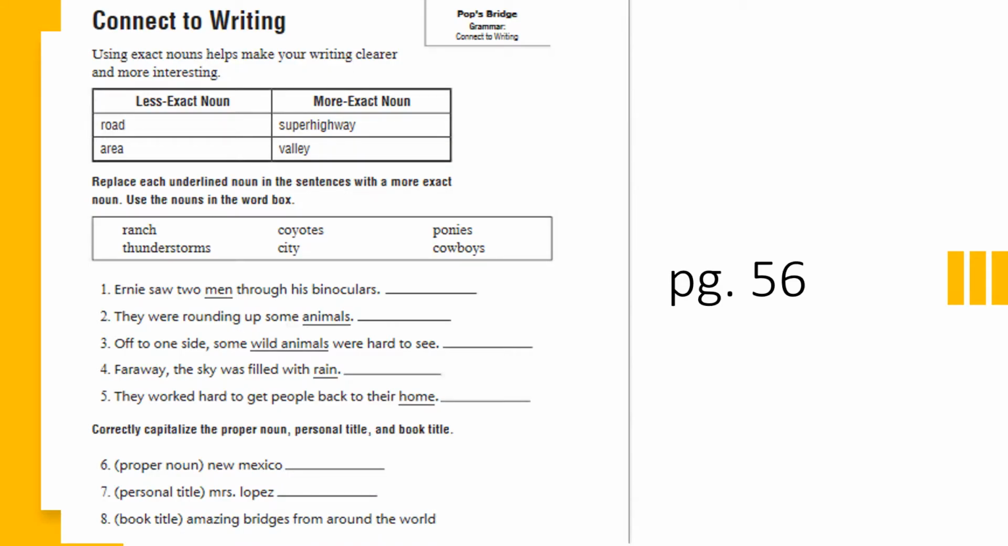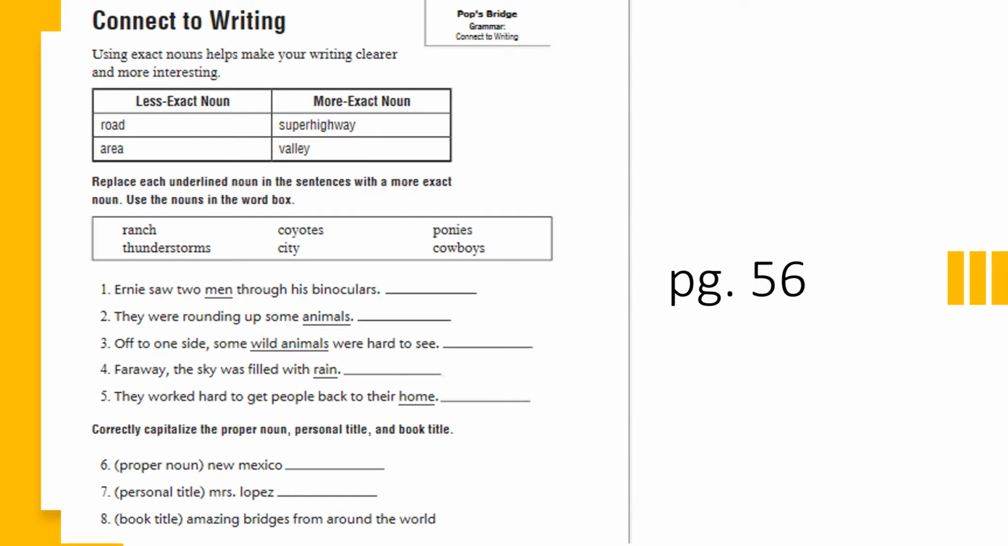Our first page is page 56 in the reader's notebook. It's an exercise where you have less exact nouns. A less exact noun means it's a very general noun. A more exact noun means it's a specific noun. For example, road can be any road, but a more exact noun is a superhighway. This is a more specific type of road.